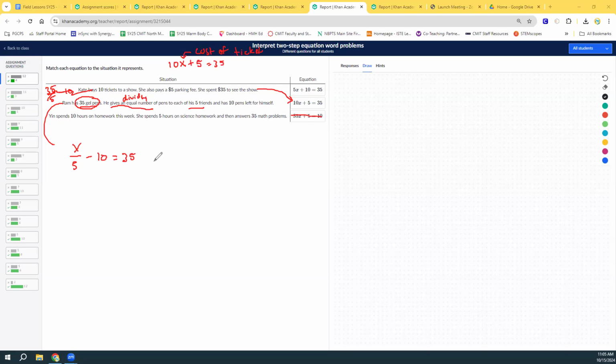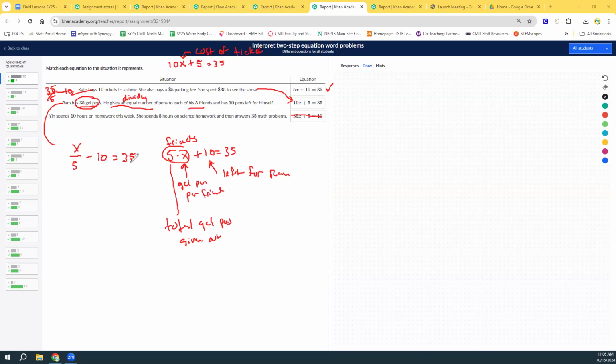Okay. So 5 friends times unknown gel pens per friend. This would give you total gel pens given out. Add to that the 10 left for Ram. It's got to equal 35. So I'm comfortable selecting this as the right answer.